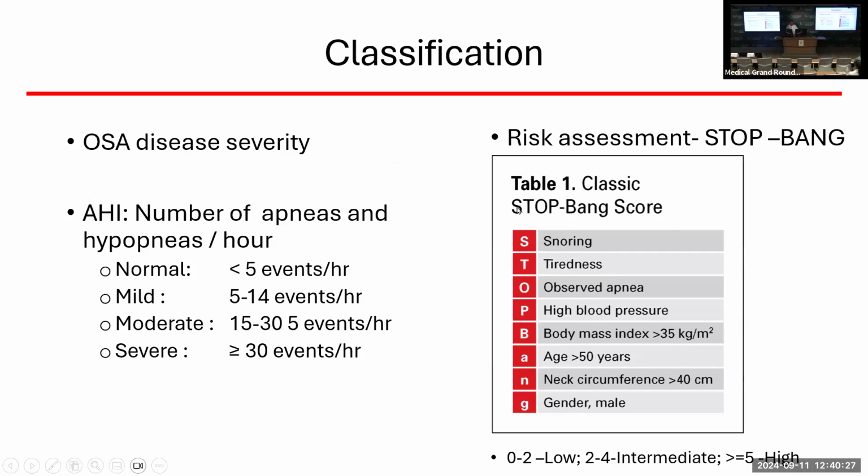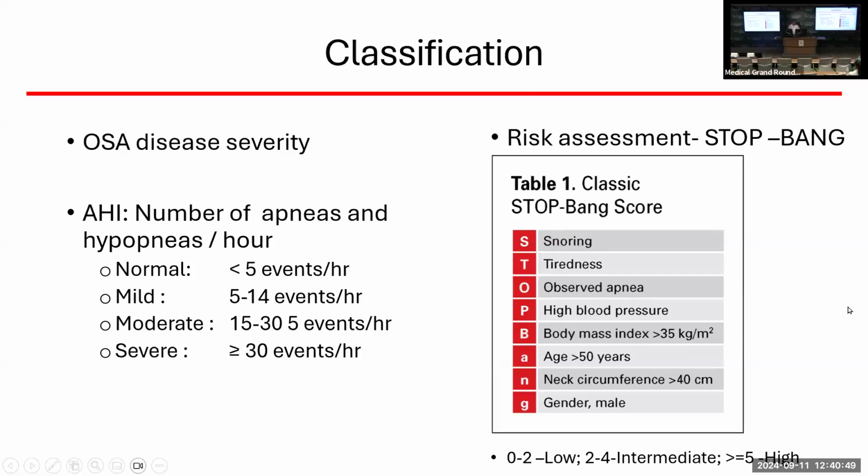And it's basically a mnemonic: S for snoring, T for feeling tired, O for having observed apneic episodes, P for high blood pressure, BMI of more than 35, age of more than 50, neck circumference of more than 17 inches in men and 16 inches in women, and male gender. So if you have more than 5, there's a very high risk of having obstructive sleep apnea.